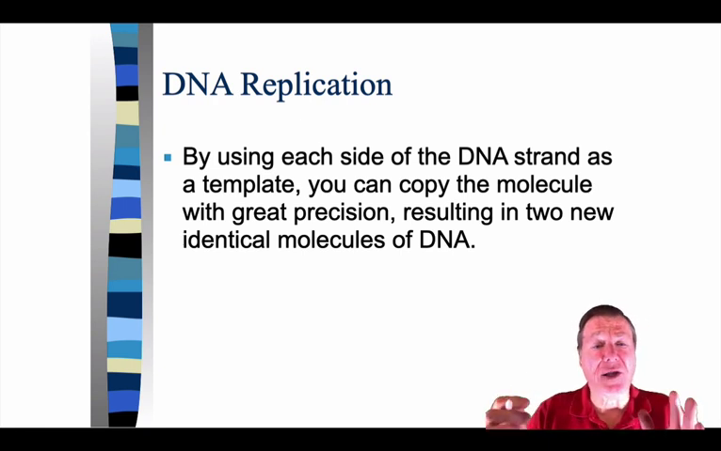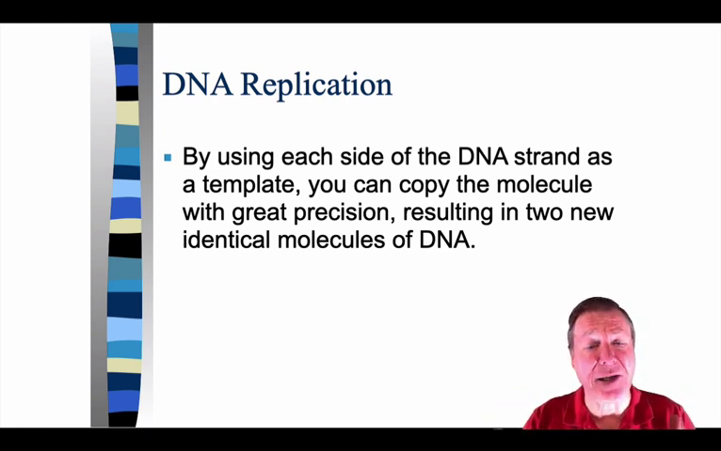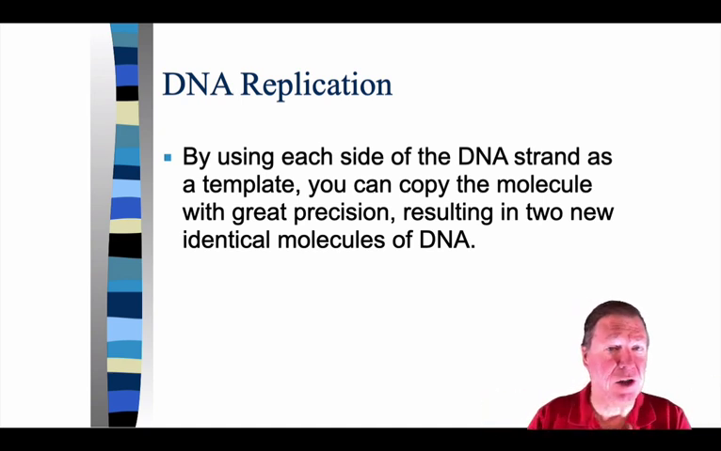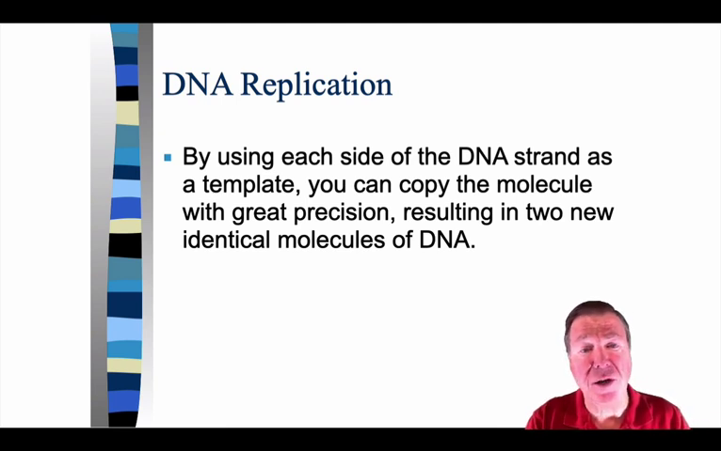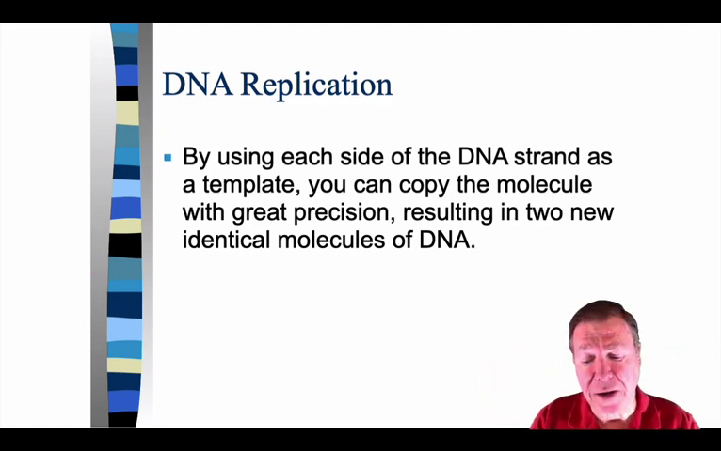So by using each side of the DNA as a template, we can pair up the bases. The T's go with A's, the A's go with T's, and the G's and C's. We can pair them up. And as a result, by using that template, because it came from the original one, we get the exact same thing.